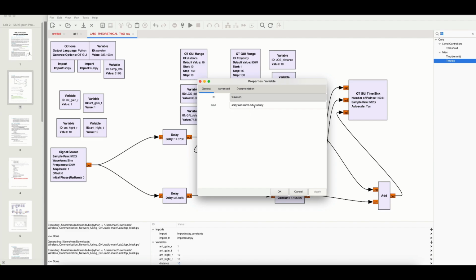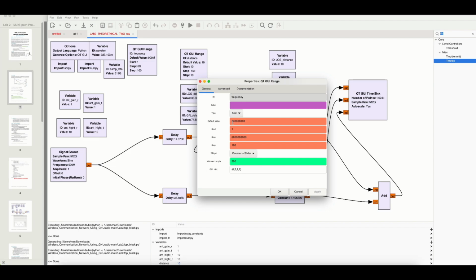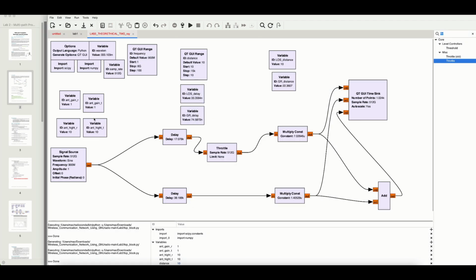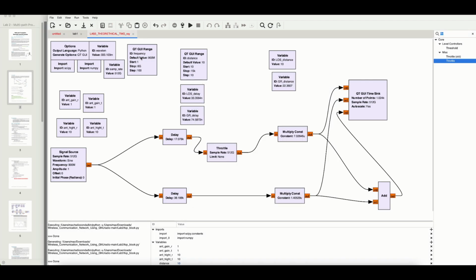Now this frequency variable is being controlled by this particular range block called frequency. The default frequency is 900 megahertz, and it's going from 1 megahertz all the way up to 6 gigahertz. And this frequency is being called in this signal source block, which is called frequency, because this is what is going to generate that frequency.